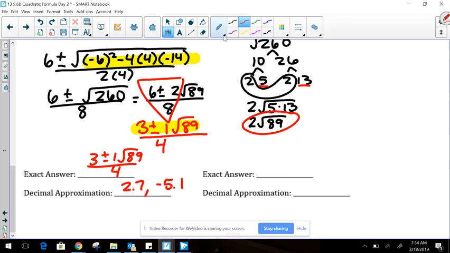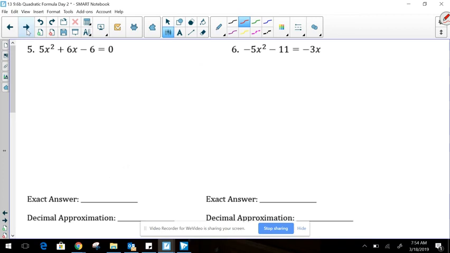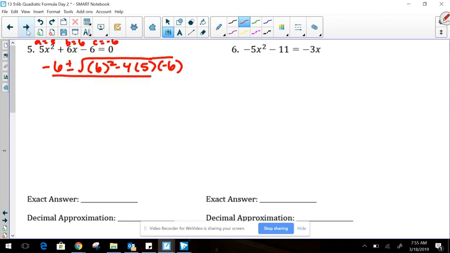Okay, let's do number 5 on the back side. Okay, so here it's already all equal to 0, so that's kind of nice. So I have A is equal to 5, B is equal to 6, C is equal to negative 6. All right, so my formula, opposite of B. So opposite of positive 6 is negative 6 plus or minus square root of B squared minus 4 times my A, which is 5, times my C, which is negative 6, all over 2 times my A.